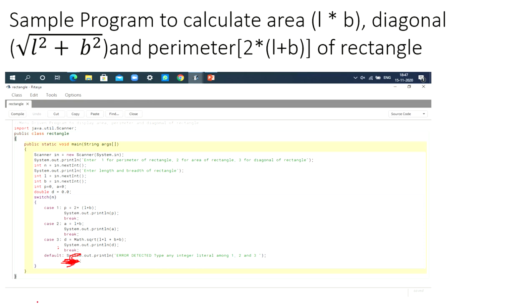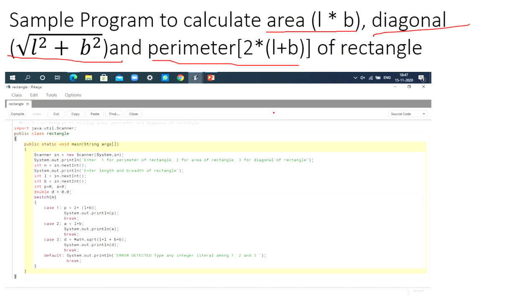Now let us take a look at the sample program. A sample program to calculate the area of a rectangle. Area is L into B, perimeter of a rectangle is 2 into L plus B, and diagonal is calculated as root of L square plus B square. Import java.util.Scanner, public class Rectangle, public static void main String args, Scanner n is equal to new Scanner System.in.